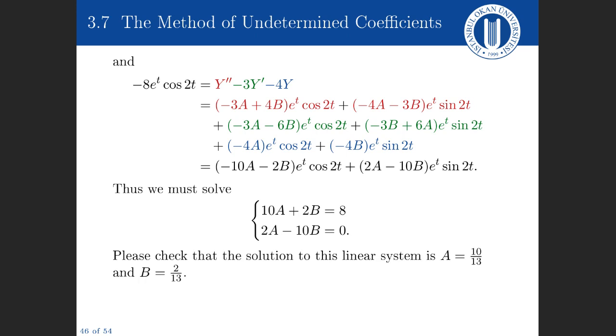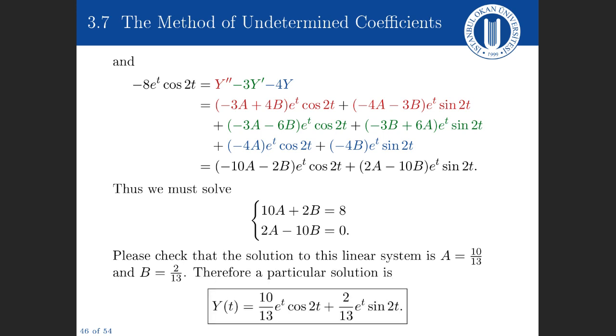You know how to solve linear systems like this from your linear algebra course. You can check that if we solve this, we get a is 10 over 13 and b is 2 over 13. Then we know the answer. The particular solution must be 10 over 13 e to the power t cos 2t plus 2 over 13 e to the power t sine 2t.